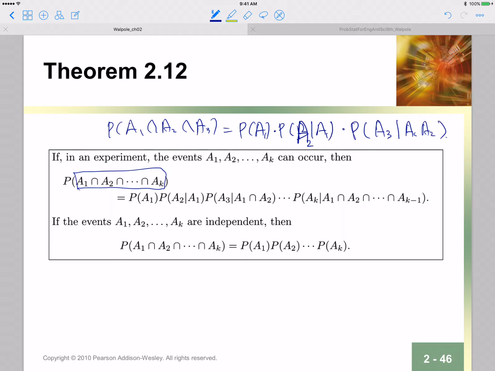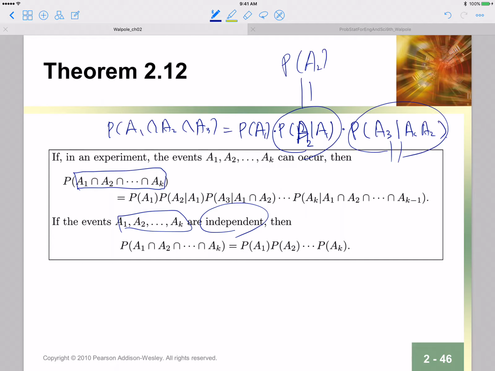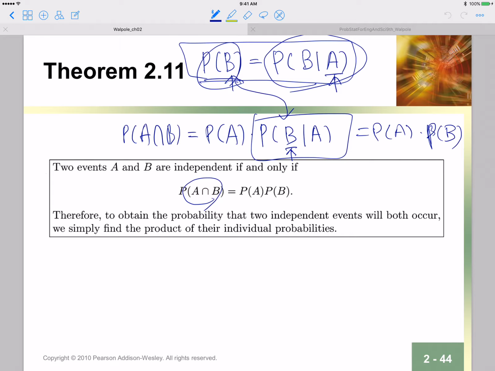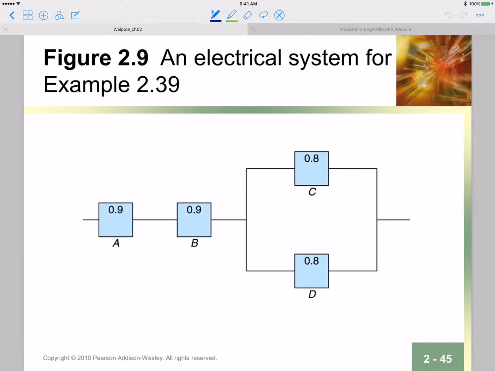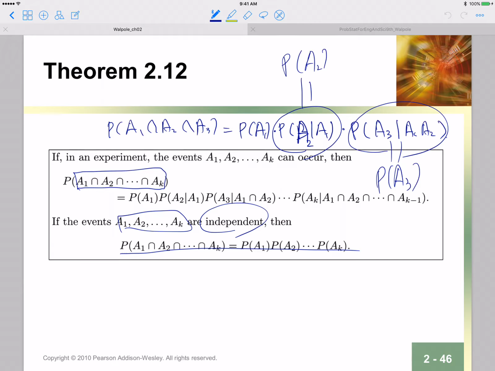And then if those events are independent of each other, this one will become P of A2, and this one will become P of A3. So it's extended from the two-event case to more than two events in this simple way.